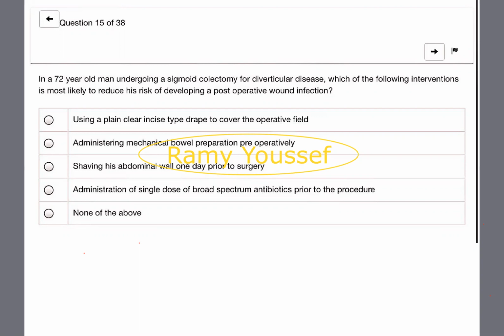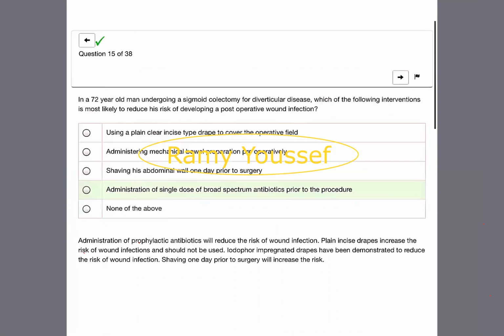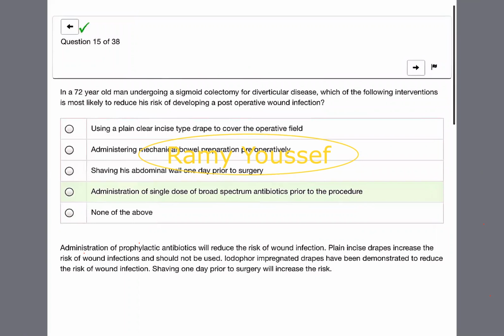In a contaminated operation, we give one single dose of broad-spectrum antibiotic before the procedure, and sometimes two more after the procedure. I can't remember clearly, but I think we start one before and two after. In clean-contaminated, we give only one preoperatively and don't repeat it postoperatively. So this is administration of a single broad-spectrum antibiotic prior to the procedure, one of the most likely measures to decrease postoperative wound infection.